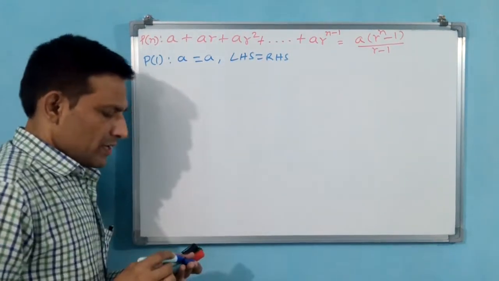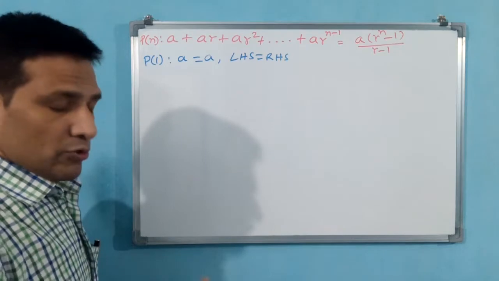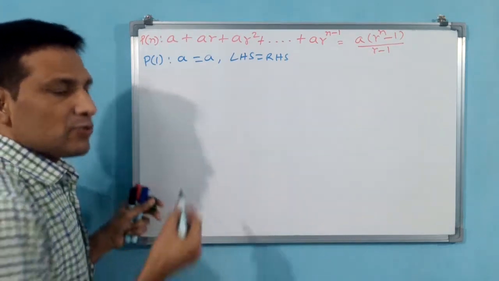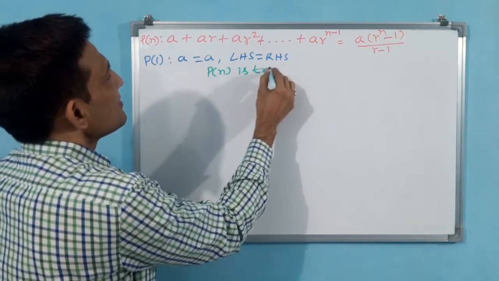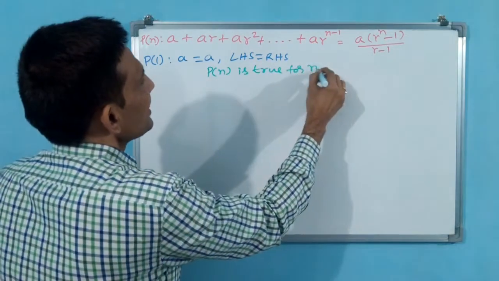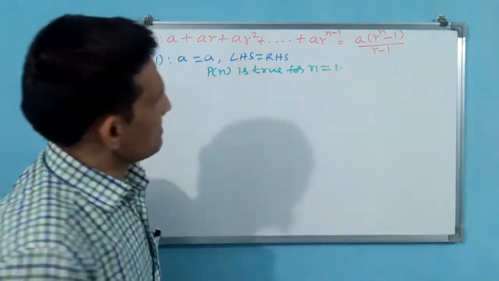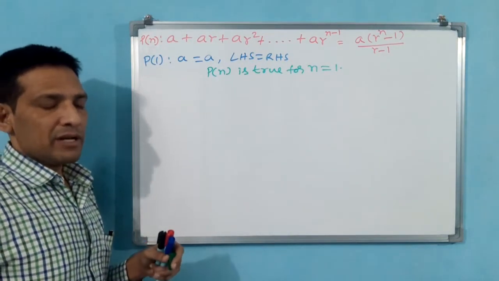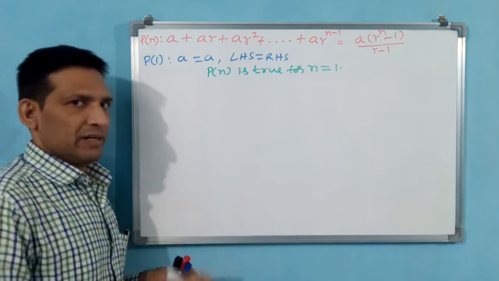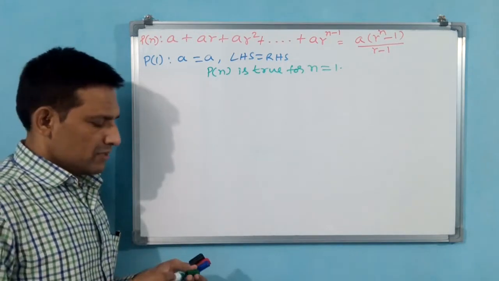Okay. After this, what you have to write? You have to write Pn is true for n is equal to 1. Write down. Pn is true for n is equal to 1. Okay. Now we have finished 3 steps. N belongs to capital N, Pn, P1. Fourth step is Pk. You write down Pk.